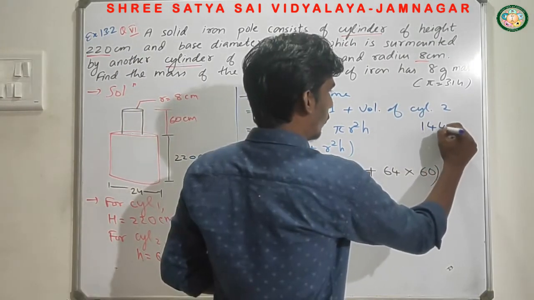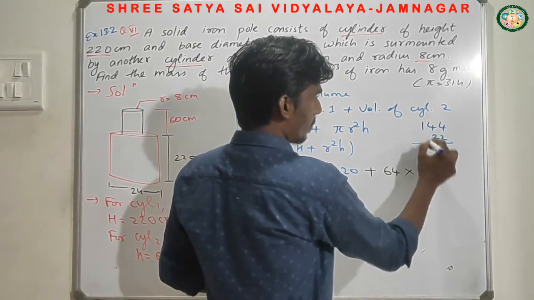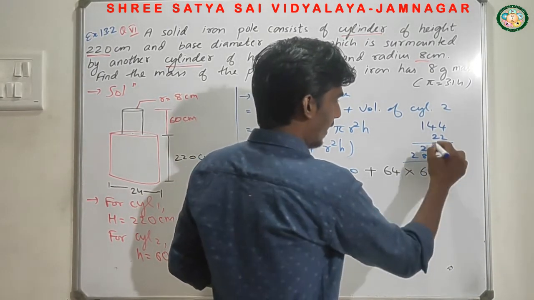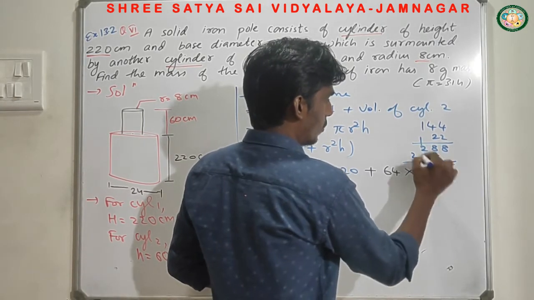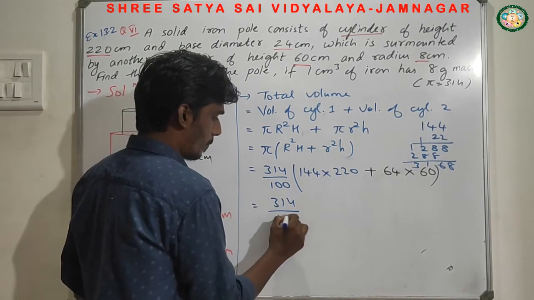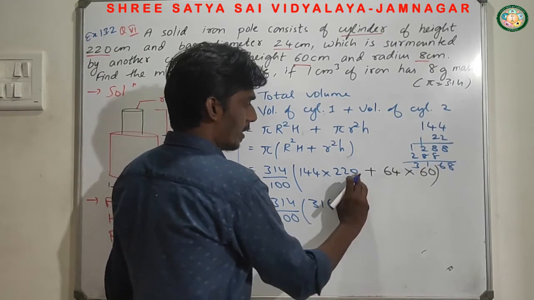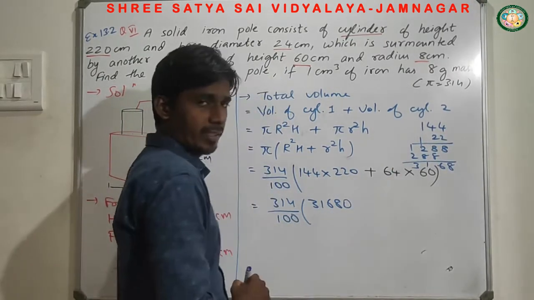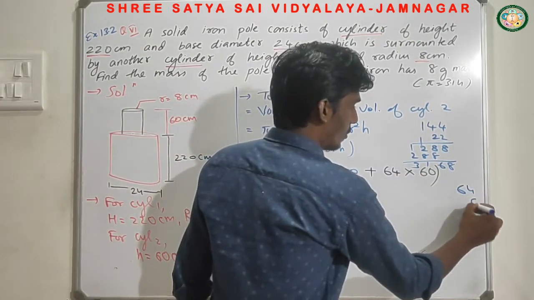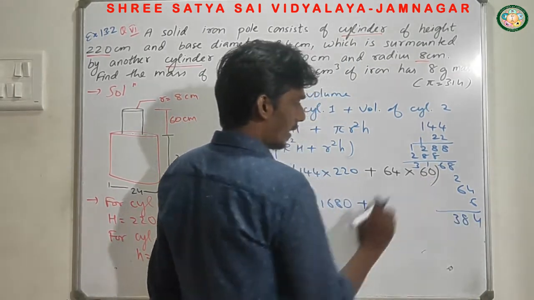So it's definitely 144 into 22. So we can write here 314 upon 100. Now what is the multiplication? 3168. I did not take this 0 here, so let me add that 0. Then 64 into 60 gives 3840, including the 0.